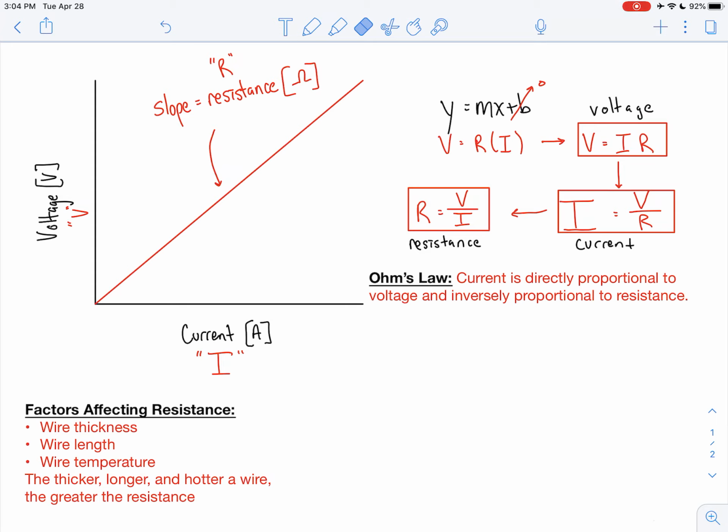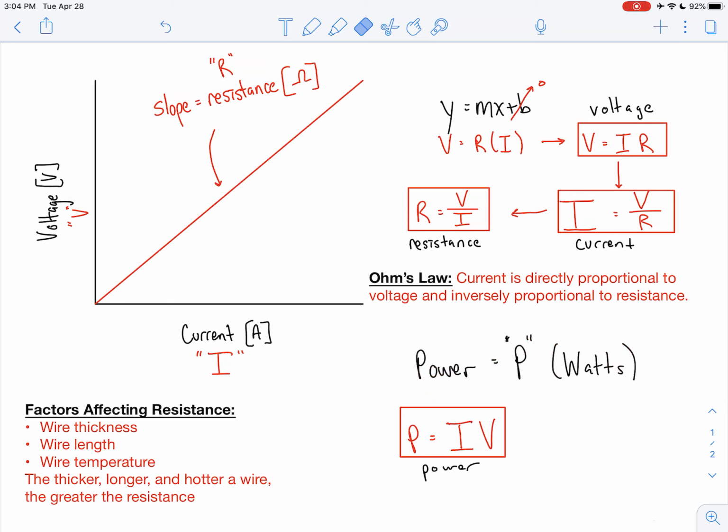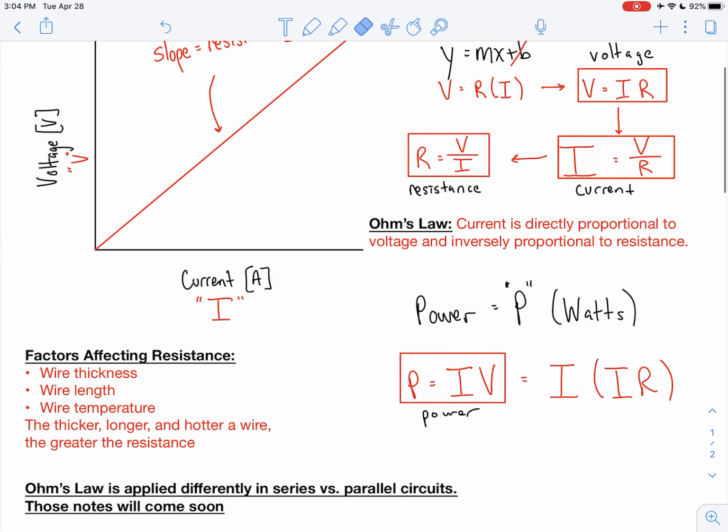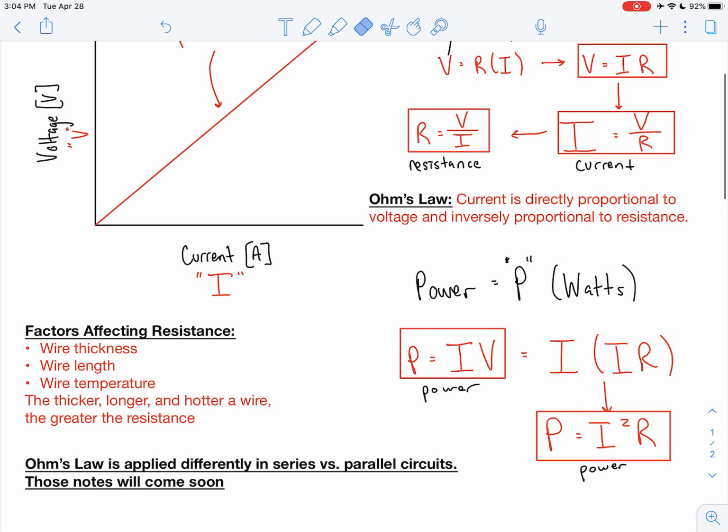So we can also translate all of these variables to help us calculate a different property of the circuit, and that is going to be the power of the circuit, which is measured in watts and is given by the equation I times V. Now you can substitute for the voltage using our I times R equation from above, and then in that case we would get I times I times R, which just becomes I squared times R. So that's how you would calculate the amount of power a circuit is generating in watts.